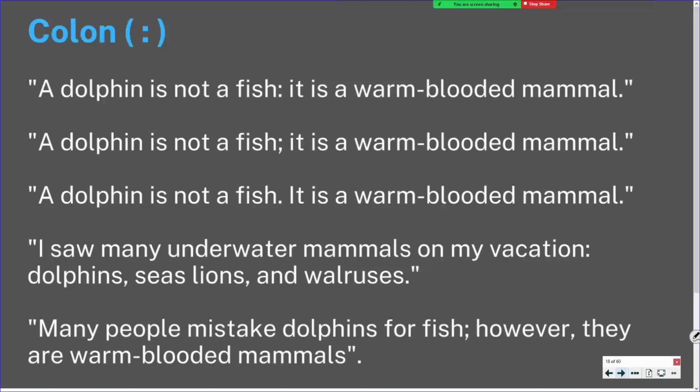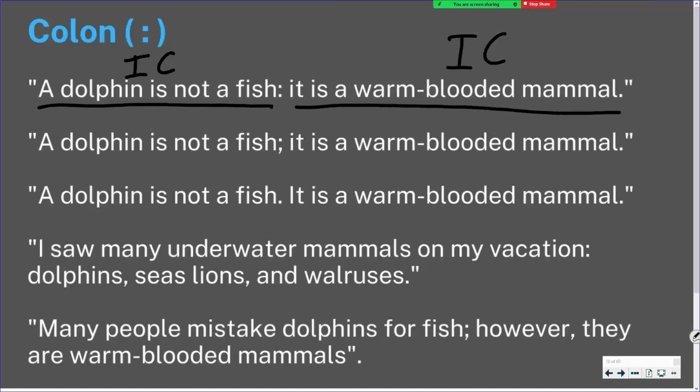So, I see an independent clause, I see an independent clause. This is a complete sentence. This is a complete sentence. They are joined together with the punctuation, the colon. You can also do it with a semicolon. Number one and number two are basically the same sentence, so they do the same function. Option three, I can write them as two different sentences.